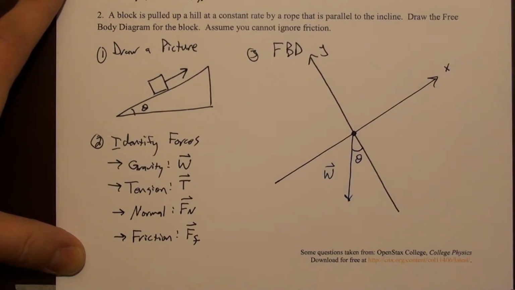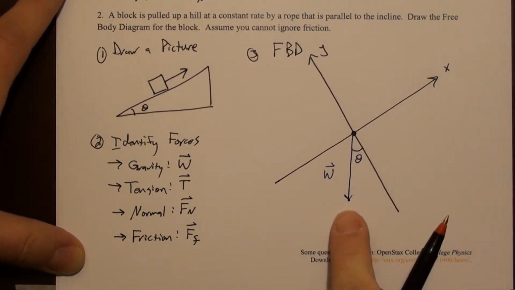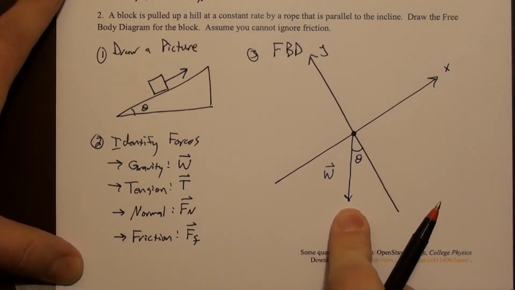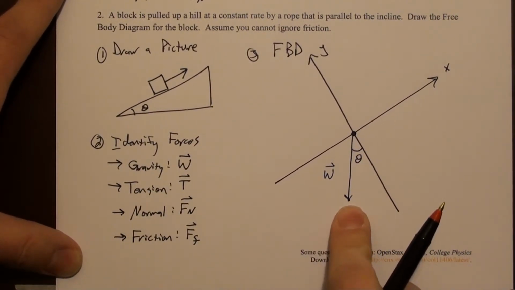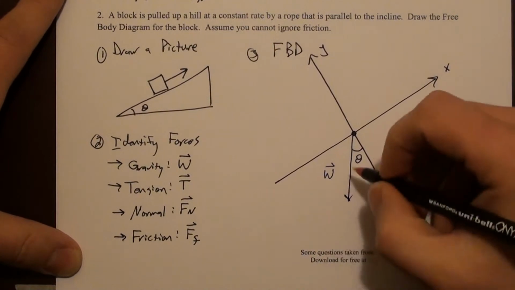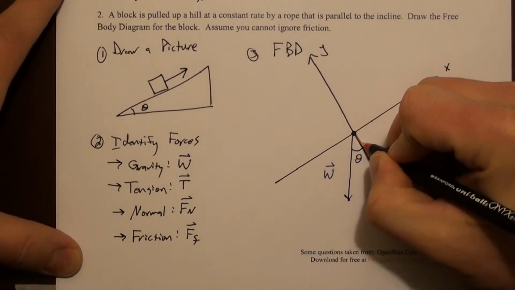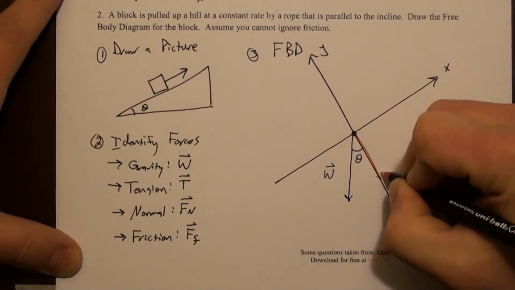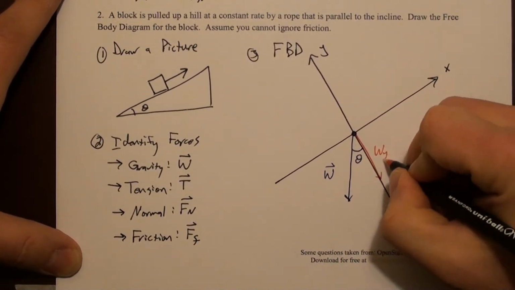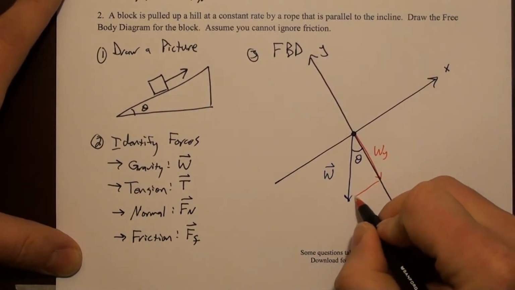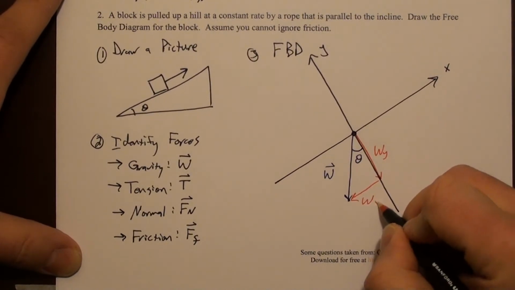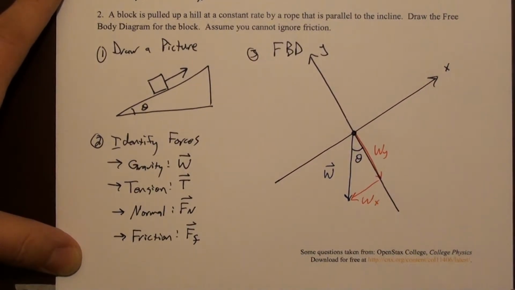Alright? And before we go much further, let's just break weight into x and y components. Okay, so we're not adding a new force, we're just imagining what are the bits that make up the weight, right? What is the x bits and the y bits? So the y bit looks like this. We'll label it as w sub y. And the x bit looks like this. There's w sub x. Okay. So now we can go to tension.